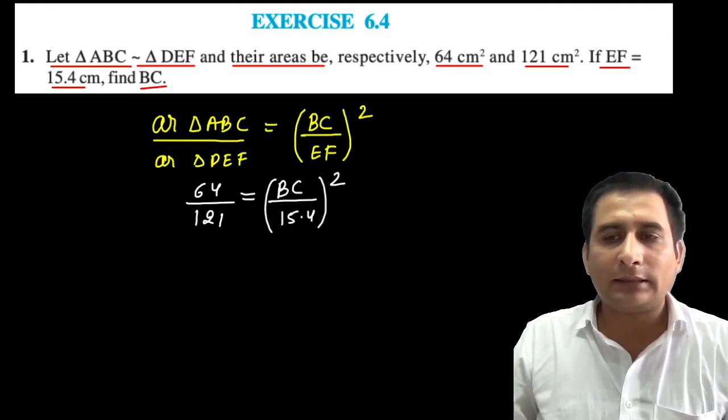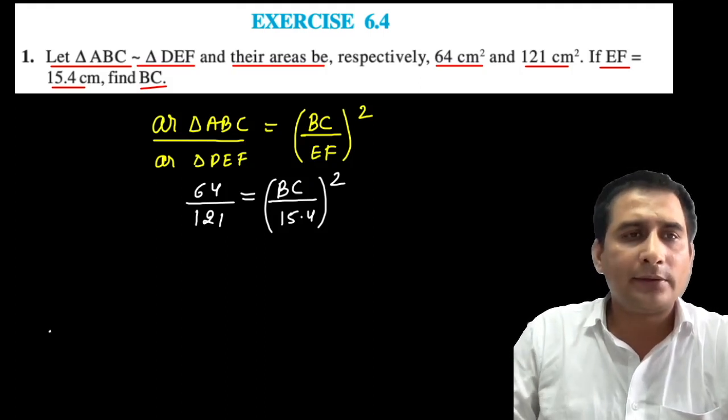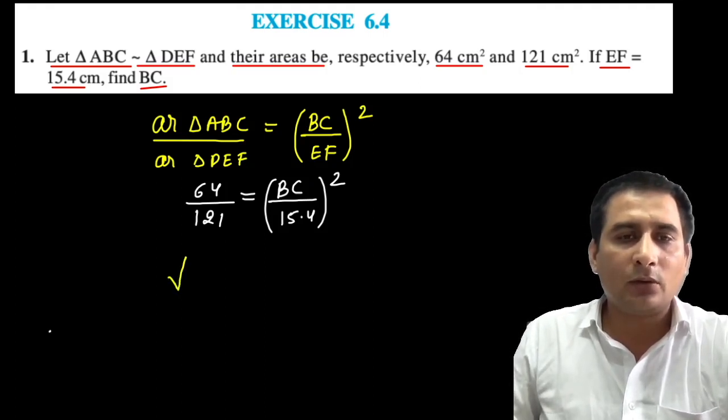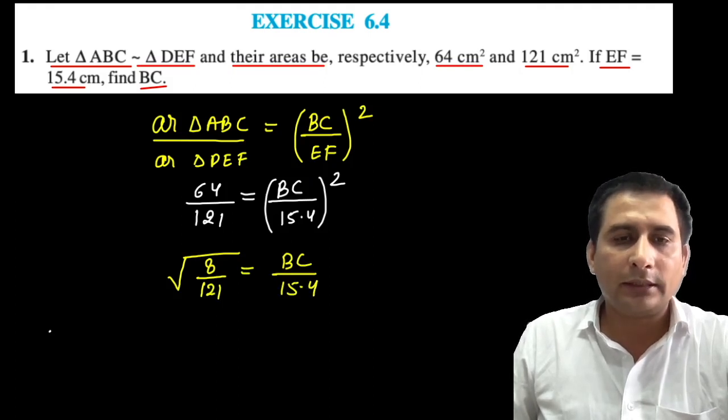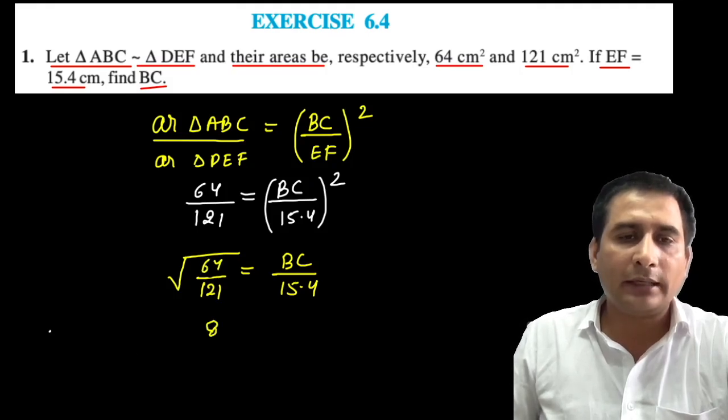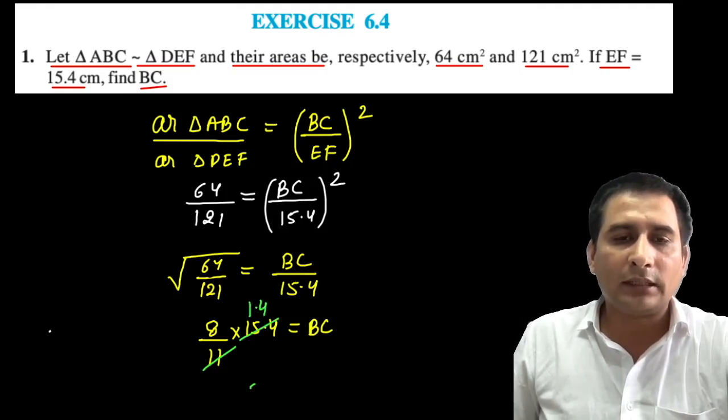If I shift this square on this side, it becomes the square root. So the square root of 64 upon 121 is equal to BC upon 15.4. Sorry, it's not 8, it's 64. The square root of 64 is 8, and the square root of 121 is 11. I shifted 15.4 to this side, so 8 upon 11 is equal to BC upon 15.4. This 11 cancels with this 11. 11 goes once, 4 goes 1.4. 8 times 4 is 32, 8 times 1 is 8, 9, 10, 11. So BC is equal to 11.2 centimeter. So basically we have applied this theorem.